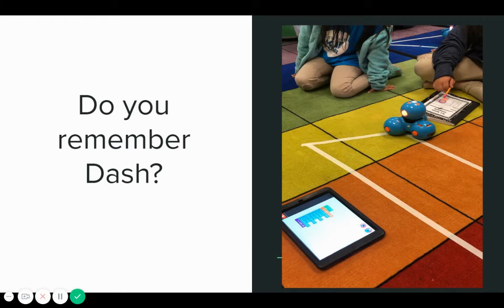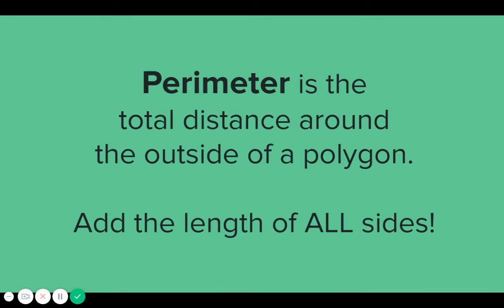Now before we start, I hope you remember Dash. Dash was a robot we used to go around different shapes that we made on the carpet. I remember we traced those shapes, those polygons, and Dash simply went around, or you coded Dash to go around that shape. And going around is what perimeter is. The perimeter is the total distance around the outside of a polygon. And the way we determine the perimeter is by adding the length of all sides.